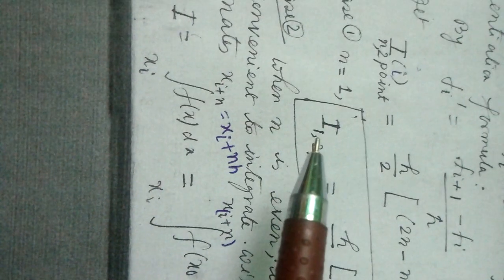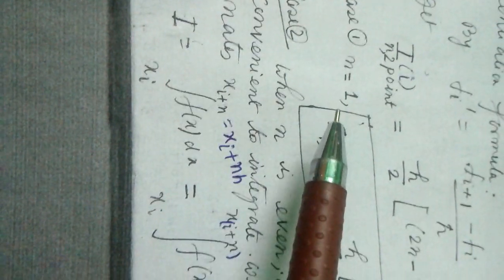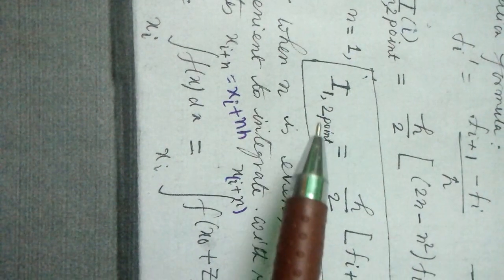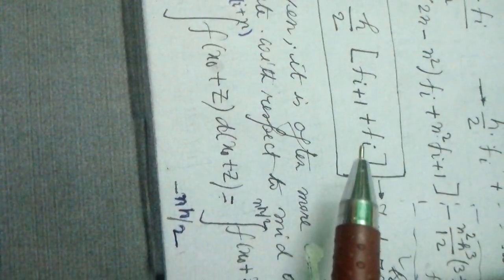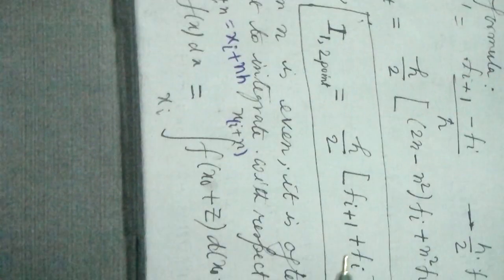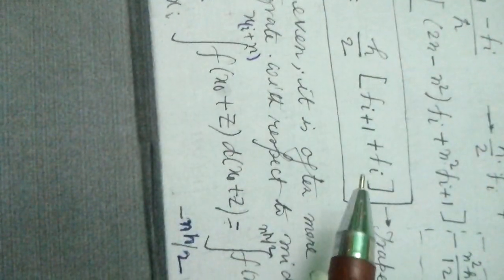Now case 1, when n is equal to 1, then we get I_1 2 point equal to h by 2 into (f_(i+1) plus f_i). This is a very well known integration formula: I_1 2 point equal to h by 2 into (f_(i+1) plus f_i). So this is actually the trapezoidal rule. This formula is important, we will be using it to do the numerical problems.